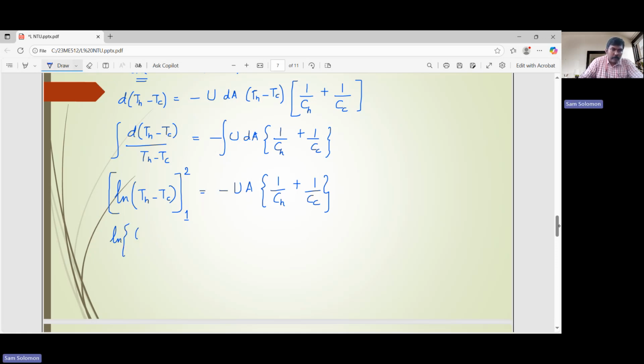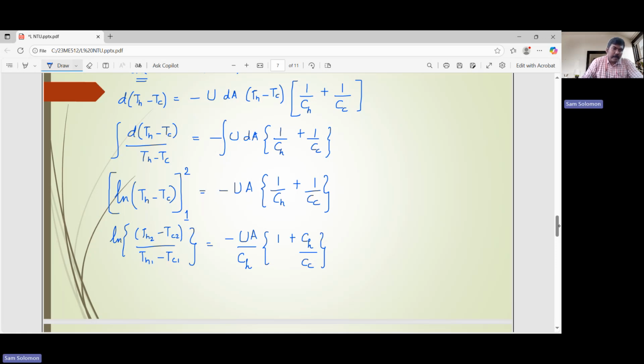So ln of (TH2 minus TC2) divided by (TH1 minus TC1), because I would be getting ln of (TH2 minus TC2) minus ln of (TH1 minus TC1). So ln A minus ln B is going to give me ln of A by B. So using that logarithmic rule, I have written this as ln of (TH2 minus TC2) divided by (TH1 minus TC1). And over here, for convenience sake, let me take CH outside. So if I do that, I would get 1 plus CH divided by CC over here.